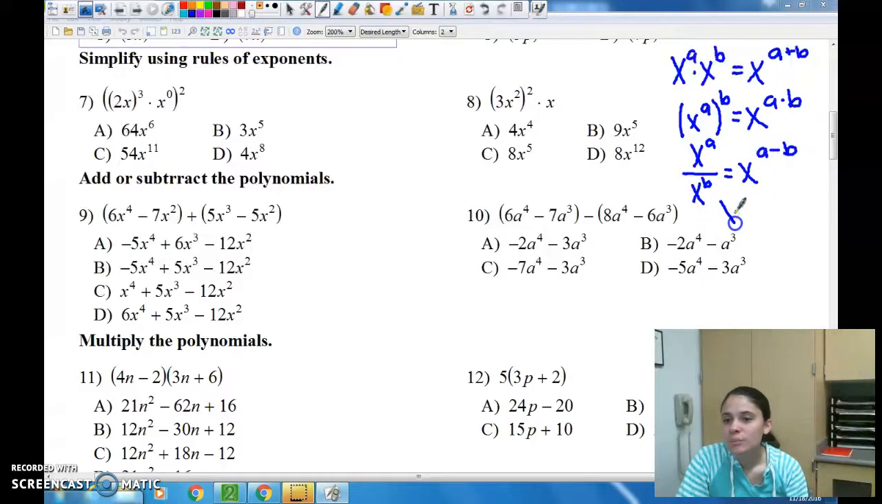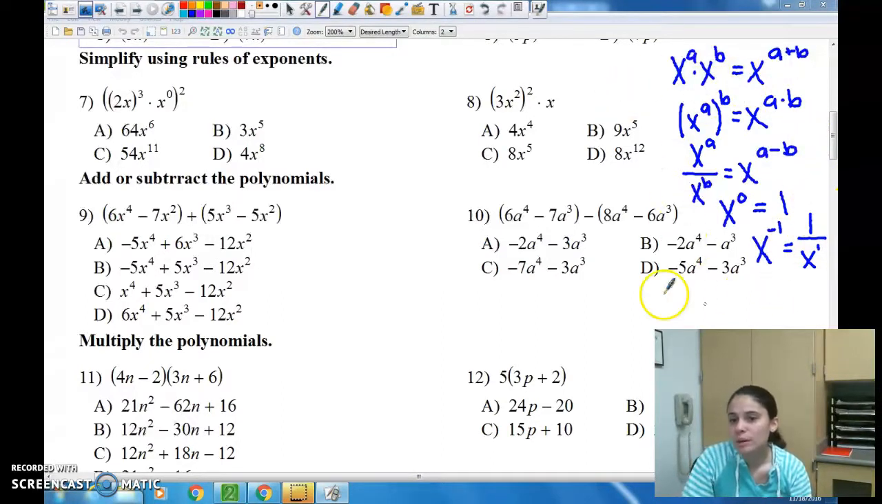And then I need to remember that x to the 0 power is always 1. Anything that I put to the 0 power equals 1. And then the last thing is if I have a negative exponent of any kind, then that's going to move to the denominator. If it's already in the denominator and it's negative, then it will move to the numerator. So these are the rules I'm going to use as I solve numbers 7 and 8. And I'm still going to follow the order of operations as I use these rules.